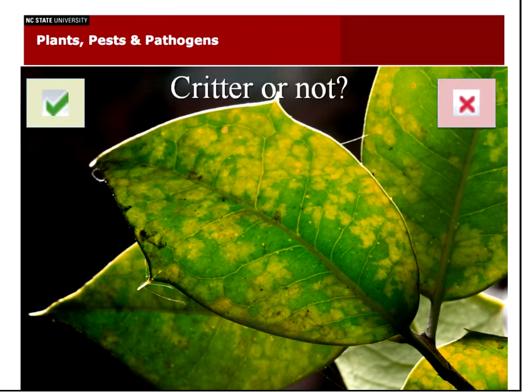Okay, the next one. This is actually outside on NC State campus. This is a holly, a very large holly tree. This is a photo that's backlit, so you can see the light coming through the leaves, creating this very mottled pattern. So what do you think, critter or not?